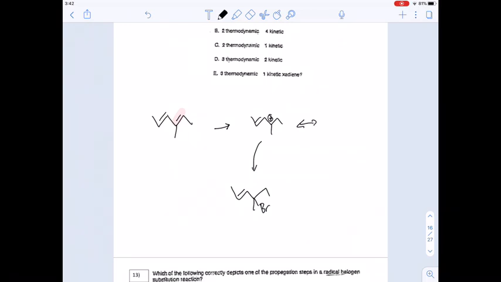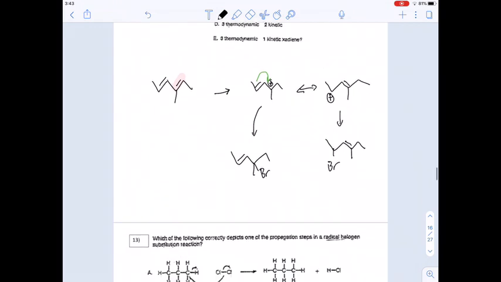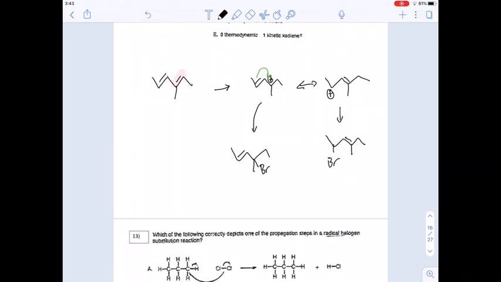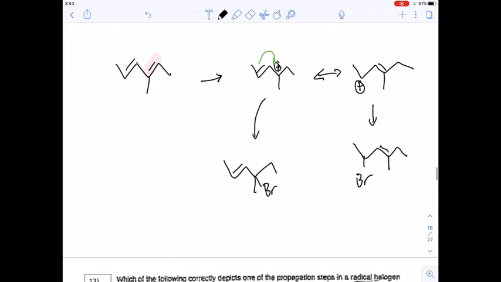And this will give you your kinetic product if you use it like this, because your kinetic product is going to have the more highly substituted halogen. And then if you resonate it like this, you're going to get your thermodynamic product, because your thermodynamic product has a more highly substituted double bond.